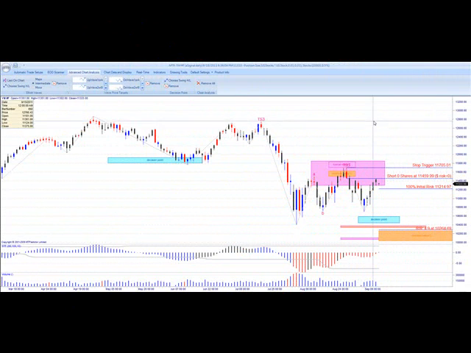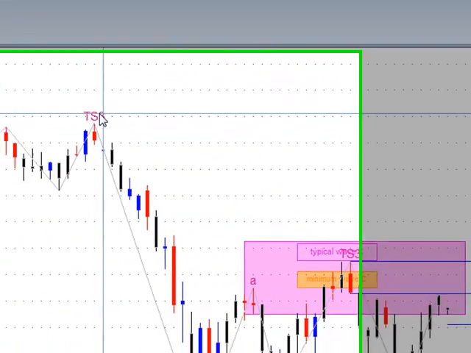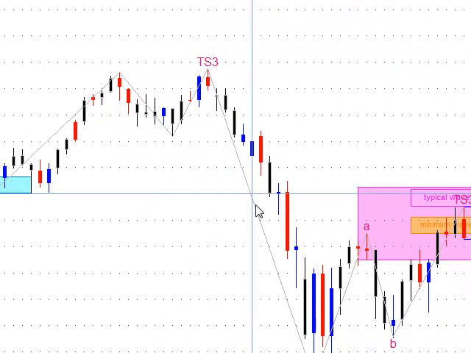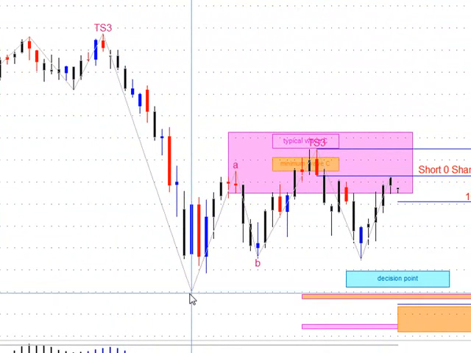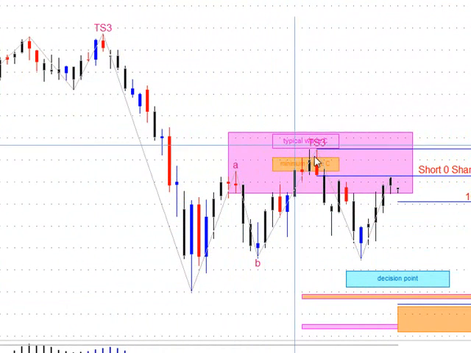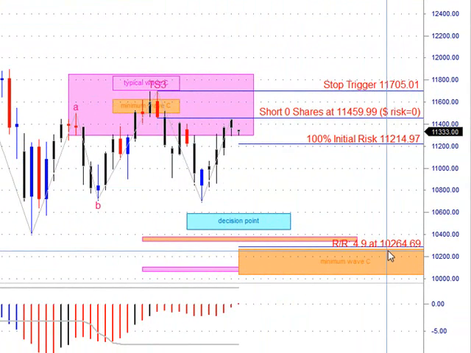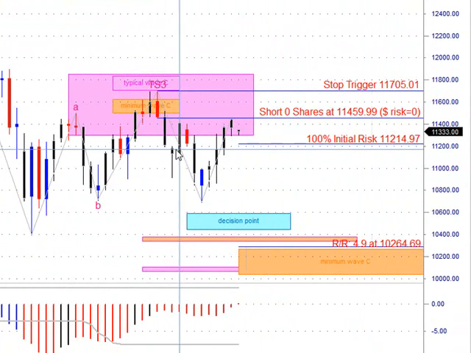Again, as we typically start with the Dow here, the daily Dow. Just to catch you up, we had the TS3 sell signal, which was a wave 2 into wave 3. We've got an ABC pattern into wave 4 with the TS3 sell signal. The target was at 10,264, 265 there.